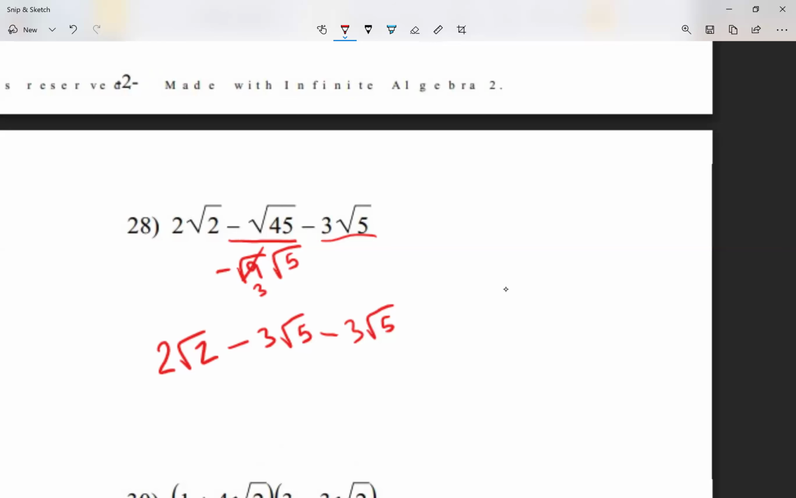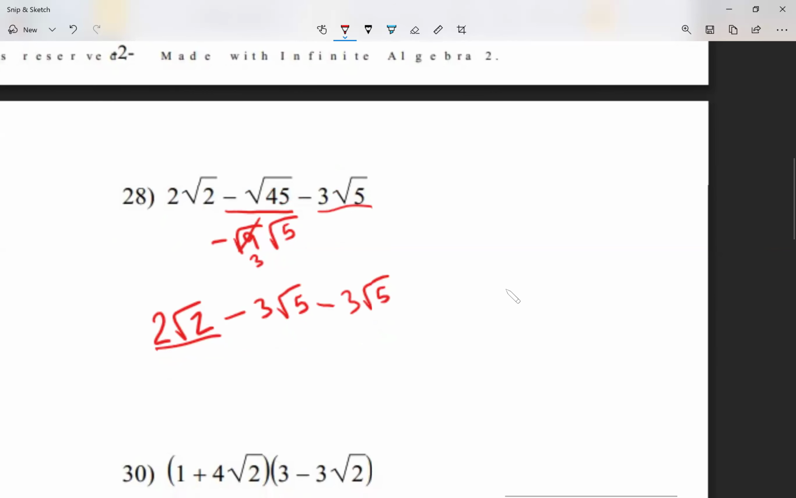Okay. So I see radical 2, radical 5, radical 5. The smallest radical is radical 2. So that's the first one. I only have one term with radical 2. So if I was writing this, I can easily go 2 radical 2.